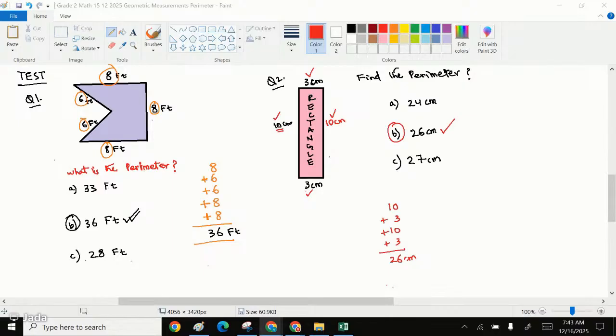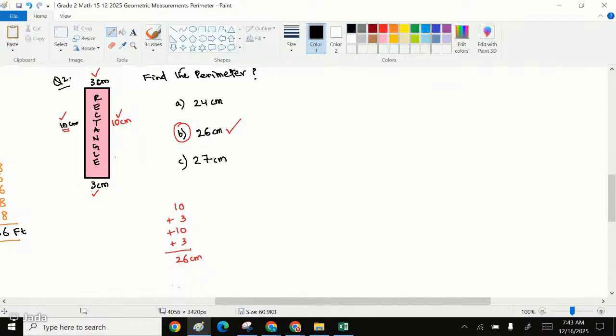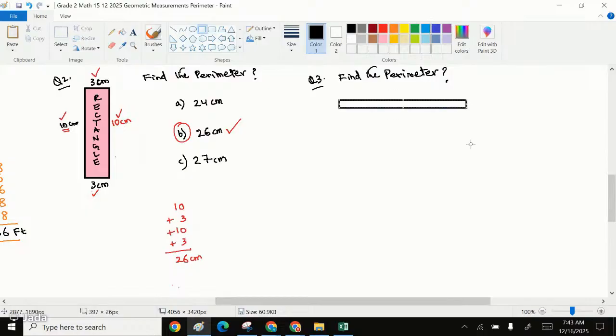The next question is question number 3. The next question is, find the perimeter. Okay, let's see the shape. Okay, it's like a bench. It's like this, and it has something like this. Okay, just a minute, please. Let me complete the shape. Then we'll have a discussion. Okay, this is the shape for the question.